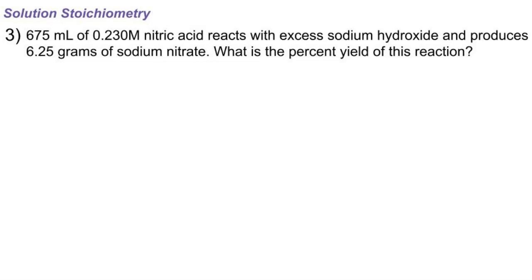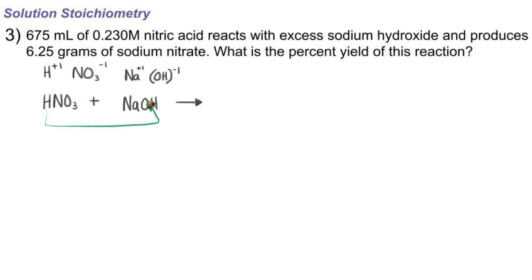So nitric acid, so H with a +1 charge, and NO3, which has a -1 charge. So nitric acid is HNO3, reacts with sodium hydroxide. Sodium is a +1 charge, and hydroxide has a -1 charge. So sodium hydroxide is just NaOH, and produces sodium nitrate, and then it's also going to produce water, because this is an acid-base reacting together, which is a neutralization reaction.